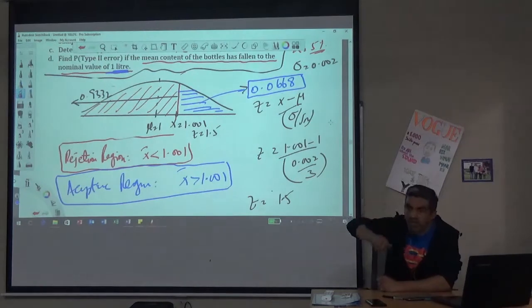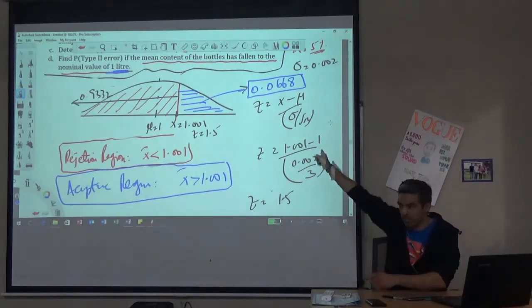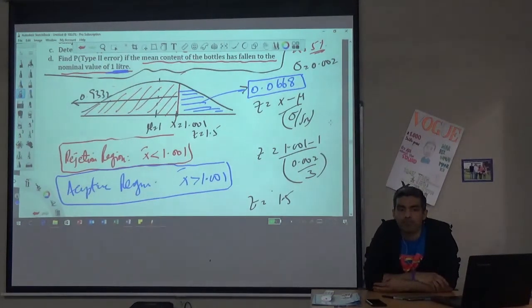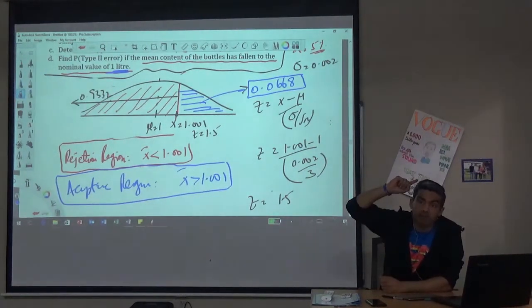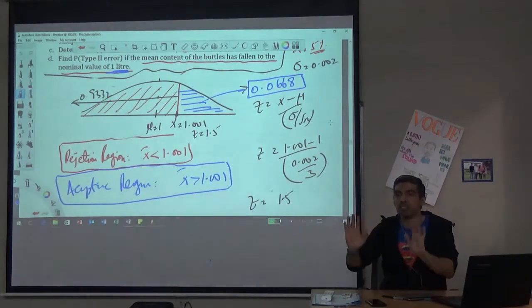Had you accepted the null hypothesis based on those calculations? Because you didn't know, you were basing on 1.002, and you would end up accepting the null hypothesis if the sample mean would have fallen in the acceptance region. But the actual mean is 1, and therefore you stand a 6.68% chance of being inaccurate.